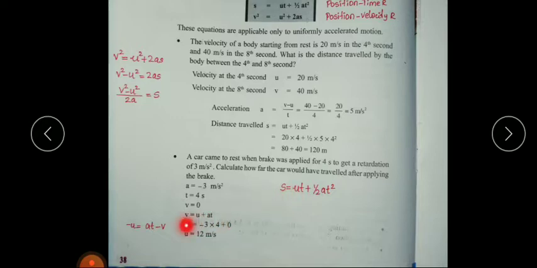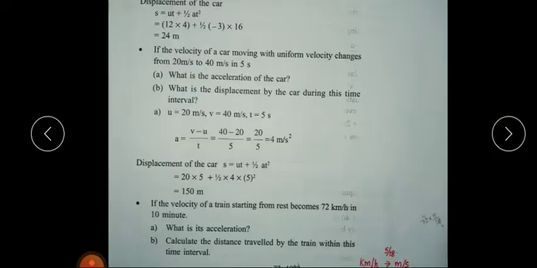How can we find initial velocity? Yes, by using the first equation of motion, v is equal to u plus at. From this we can write u is equal to v minus at. On substituting this we will get 12 meter per second. After that substitute these values in this equation and we will get the displacement of the car as 24 meter. So this is easy, you can read by yourself.